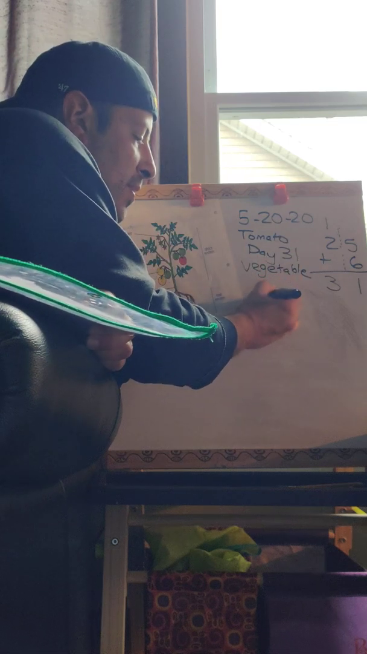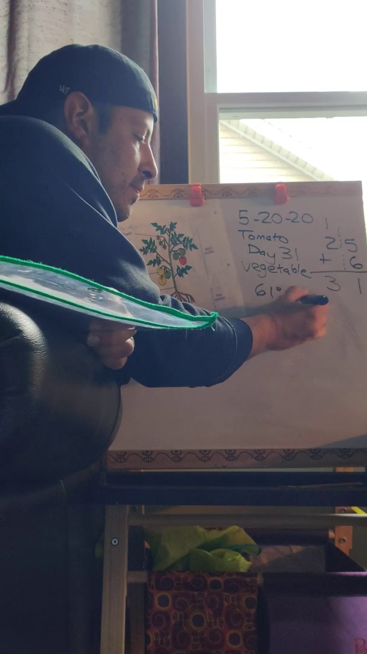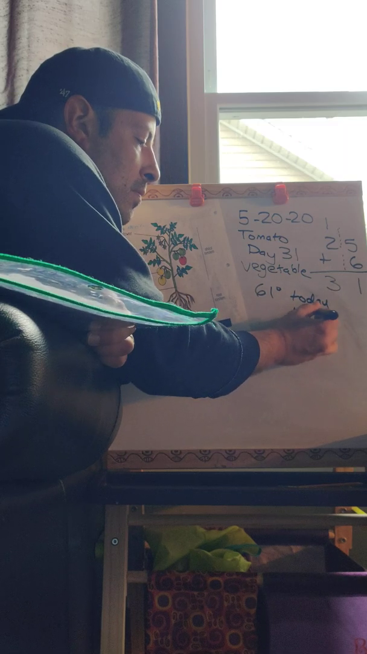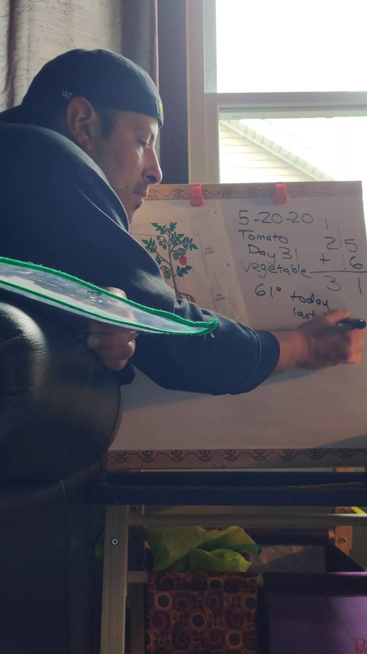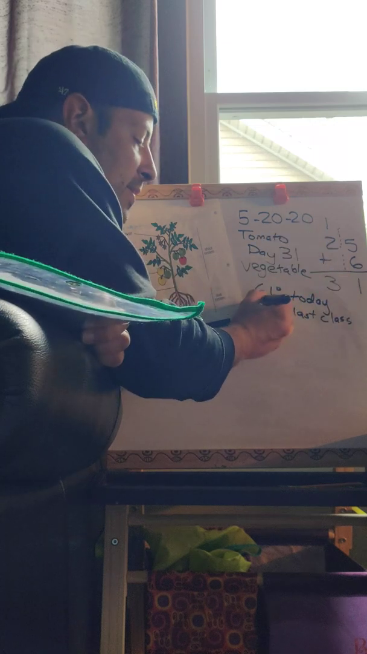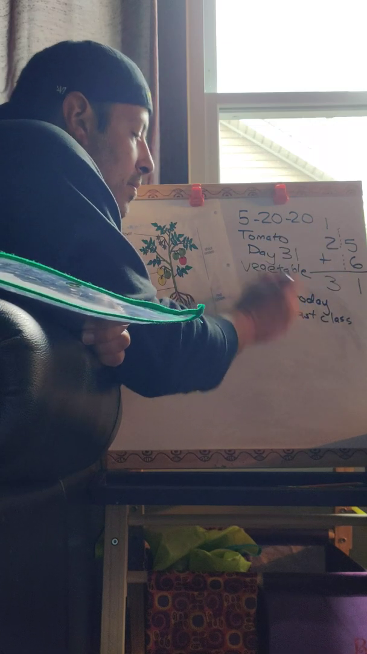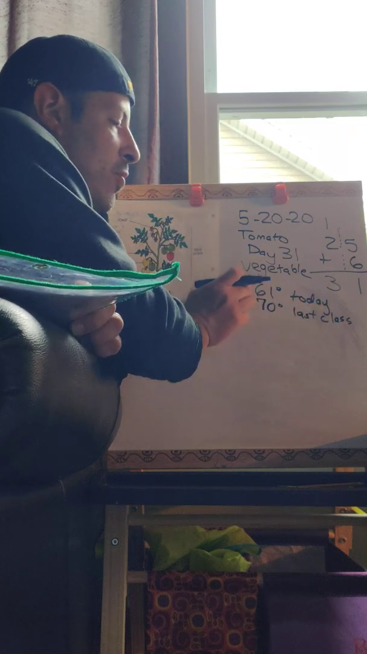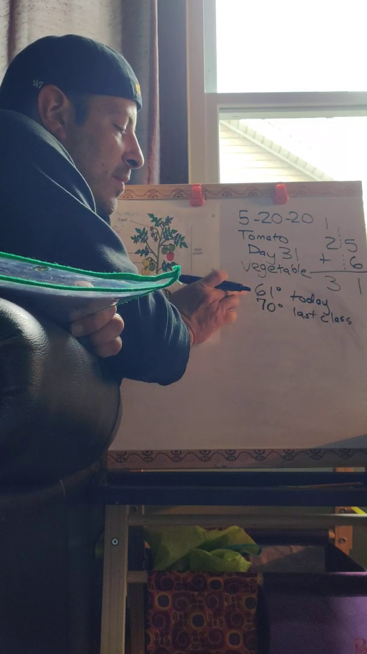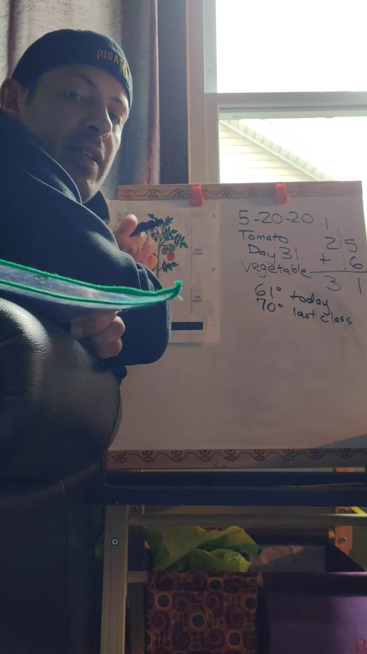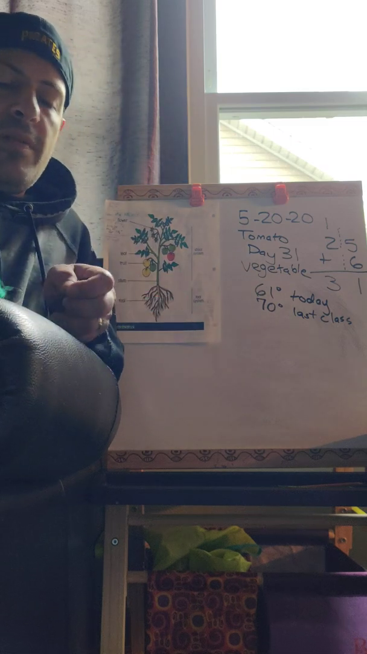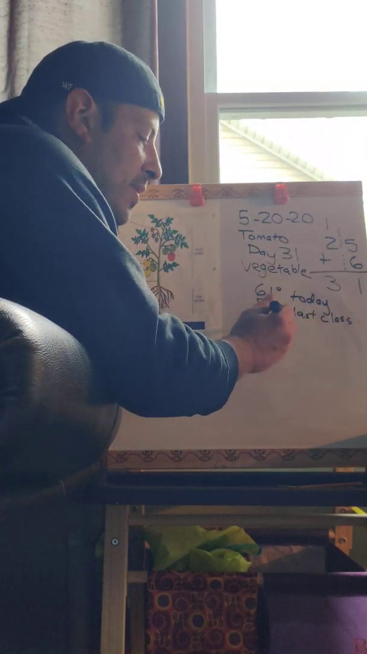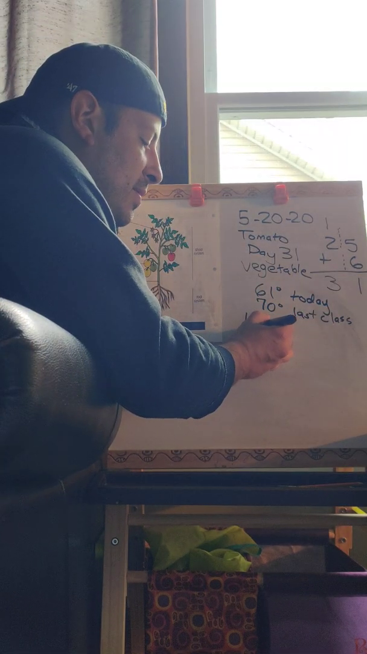Temperature today is 61 degrees. Last class was 70 degrees. What's warmer, or the bigger number? Today 61 degrees, or last class 70 degrees? What's the bigger number? Last class, 70 degrees is warmer. Last class.